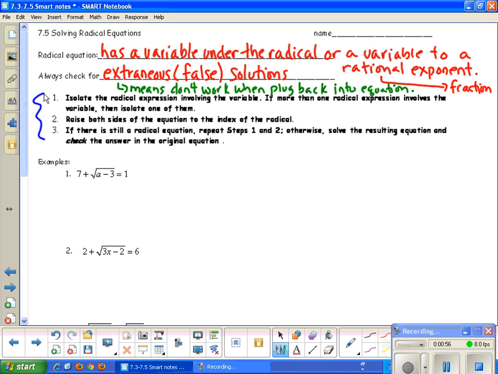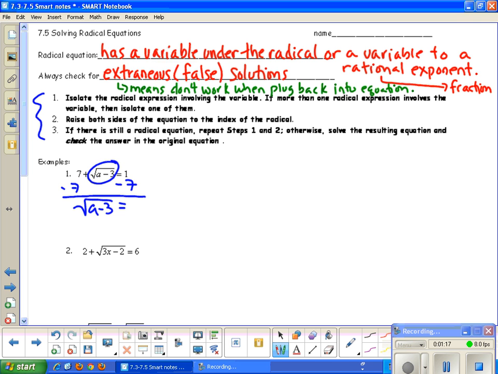So for number 1, notice that my radical expression part is right here. That's the part that I want to get by itself first, or isolate. In order to do that, I have a 7 that is added, so I need to subtract 7 from the other side.